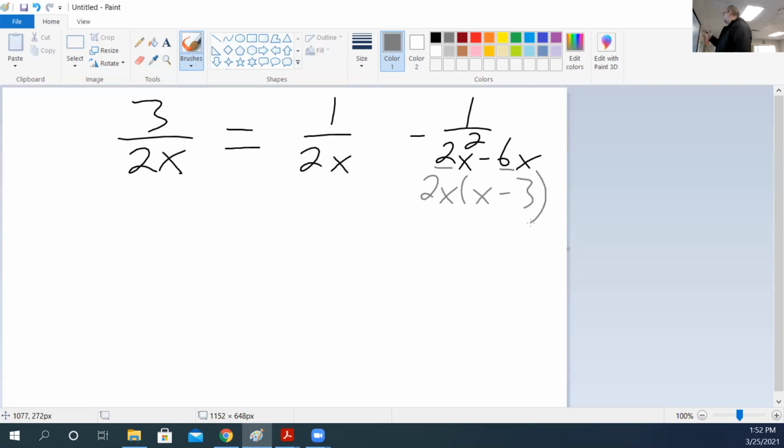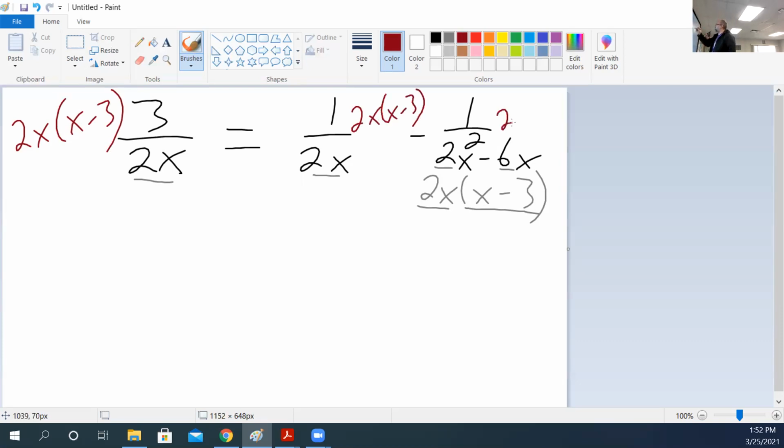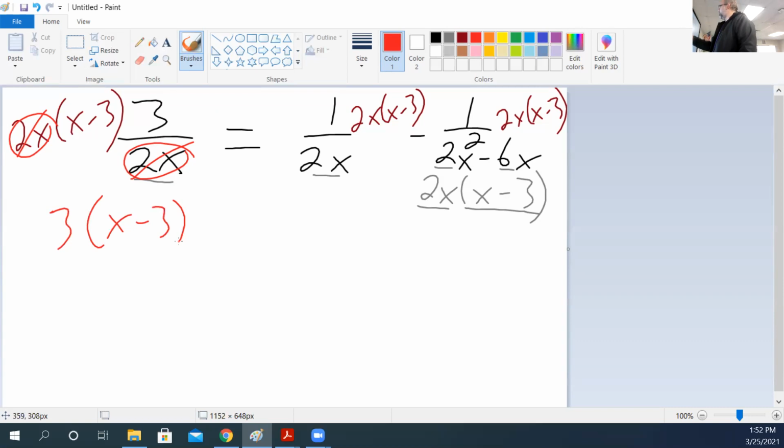Okay. So now I see that all of them share a 2x in common, and this other one is even bigger because it also has an x minus 3. So I'm going to multiply all of them times 2x times x minus 3. All of them get that treatment. All right, so now we're going to cancel some stuff out. 2x there, I'll cancel that 2x. What's left is 3 times x minus 3 equals, 2x cancels there, so what's left is the x minus 3 times 1, or just x minus 3. And it's going to be minus, cancel, just minus 1.